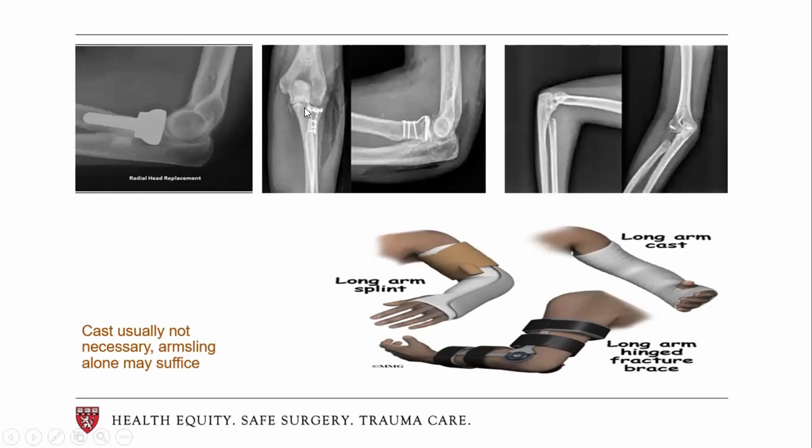For the fixation, you can do a plate. Remember to put it on the safe zone as we discussed earlier. Sometimes you can do screws only, headless screws, depending on the configuration of the fracture. If it's a type 3 that you're not able to fix, you can do excision of the radial head, or excision and replacement of the radial head.